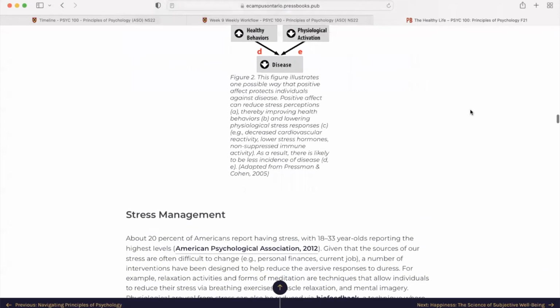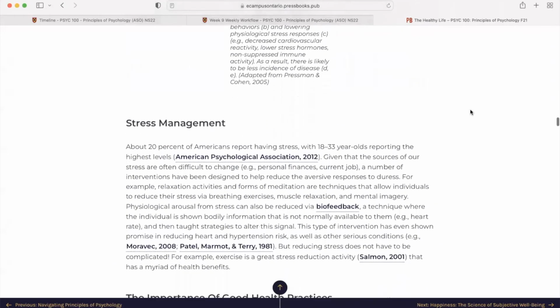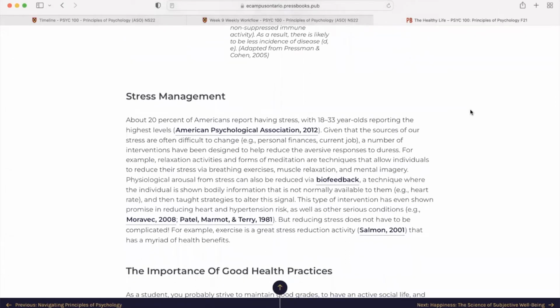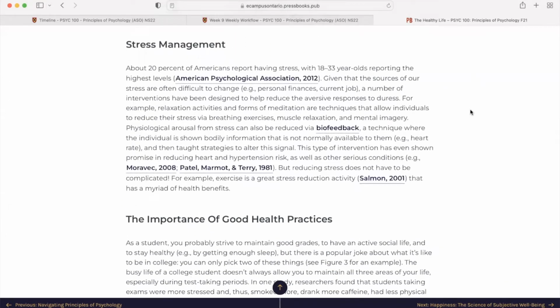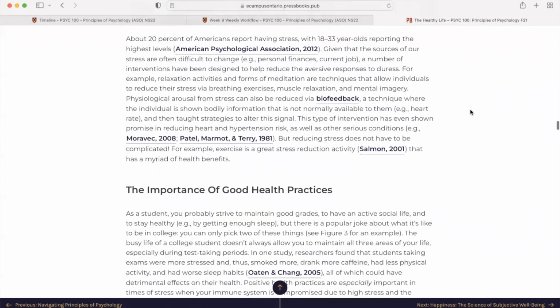Stress management. About 20% of Americans report having stress, with 18 to 33-year-olds reporting the highest level. Given that the sources of our stress are often difficult to change, for example, personal finances or the current job, a number of interventions have been designed to help reduce the aversive responses to duress. For example, relaxation activities and forms of meditation are techniques that allow individuals to reduce their stress via breathing exercises, muscle relaxation, and mental imagery.